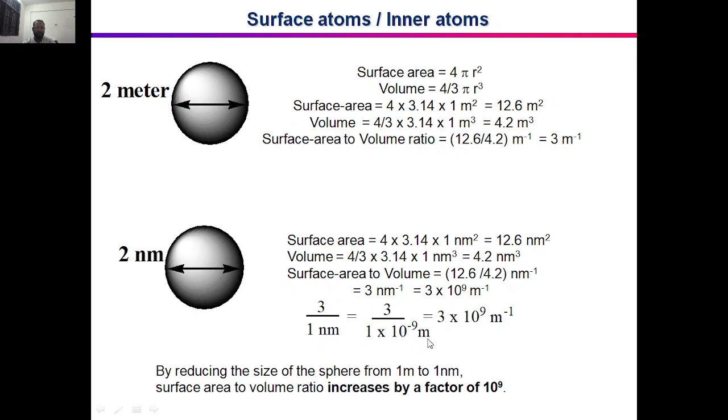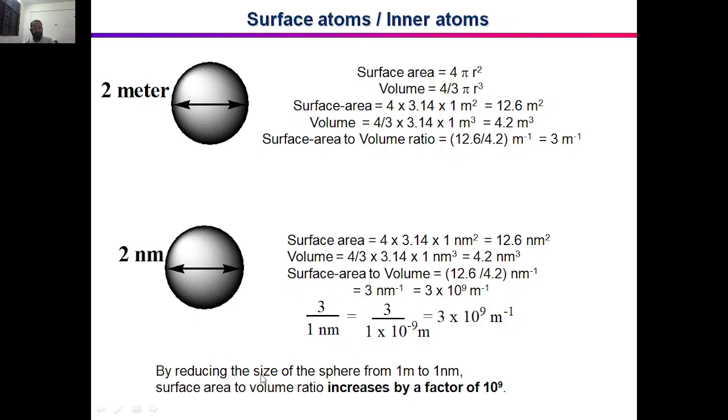10 to the power minus 9 meter. So I'm converting nanometer into 10 to the power minus 9 meter. That's it. Once the denominator goes to the numerator, the sign changes. This negative sign will be changed to the positive sign. So 3 into 10 to the power 9 per meter.